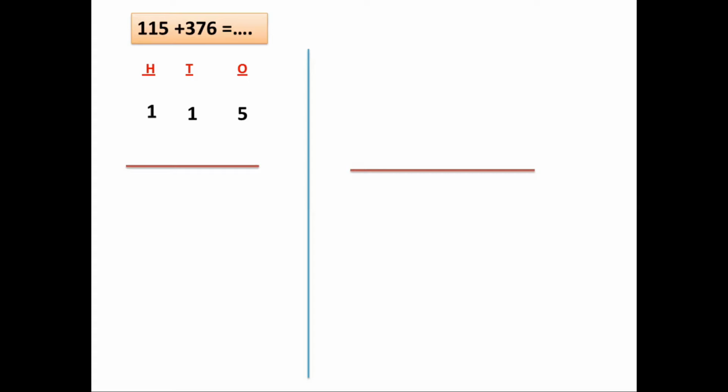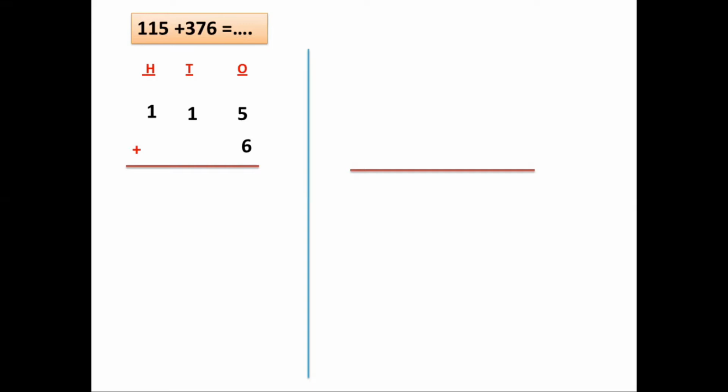In the second number, 376, we find that digit 6 is in ones place, so we will write number 6 in ones place exactly below number 5, as you can see right here.